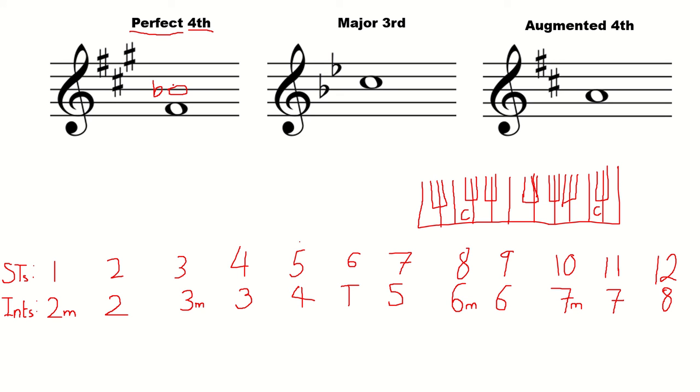Because if it was B, then that would be a tritone or an augmented fourth, and that's not what it wants. It wants a perfect fourth. So let's have a look at this next one. So let's do this bit first.